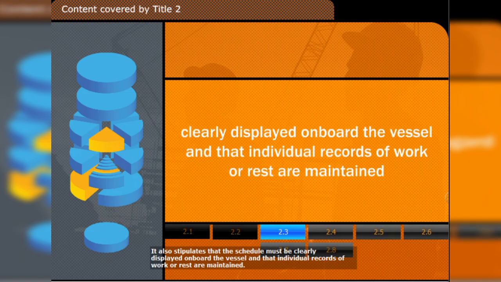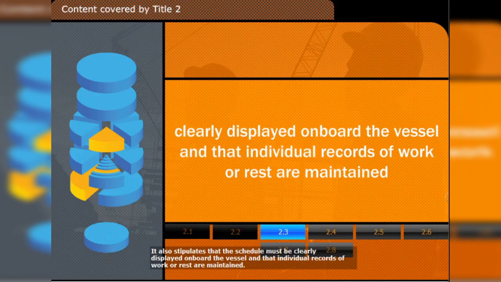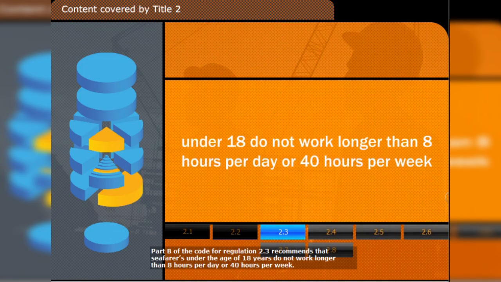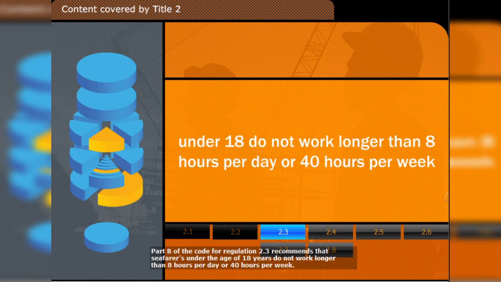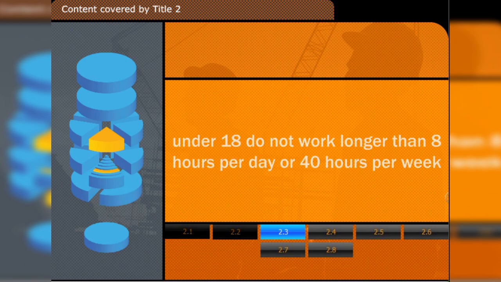It also stipulates that the schedule must be clearly displayed on board the vessel and that individual records of work or rest are maintained. Part B of the Code for Regulation 2.3 recommends that seafarers under the age of 18 years do not work longer than 8 hours per day or 40 hours per week.